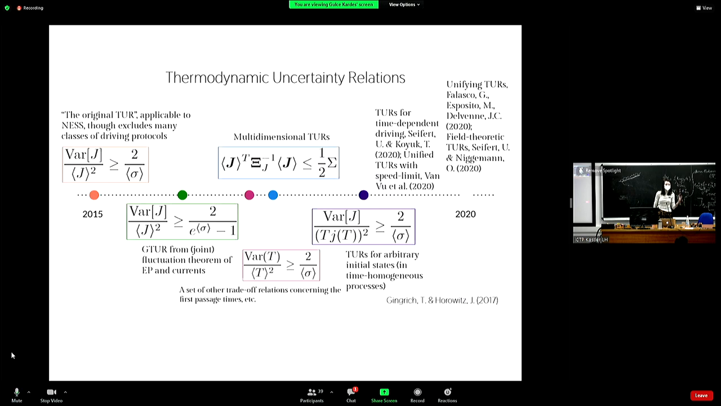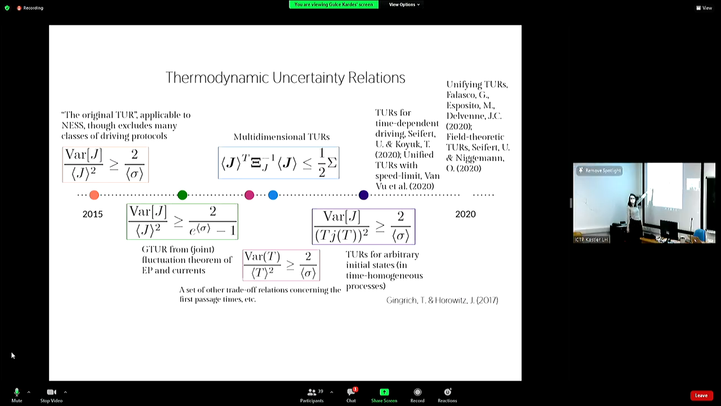And these different conditions that we impose, I like this word a lot, because it's so familiar from classical mechanics and so on. Constraints are actually what allow us to do physics, right? And in this sense, different constraints will allow the existence of different flavors of thermodynamic uncertainty relations. So based on that, here's a timeline of what happened. In 2015, they derived this first original thermodynamic uncertainty relation. And right after that, they used a joint fluctuation theorem of entropy production and currents.